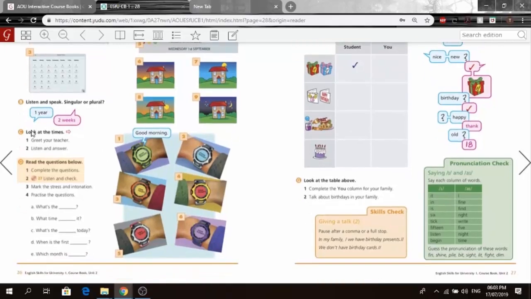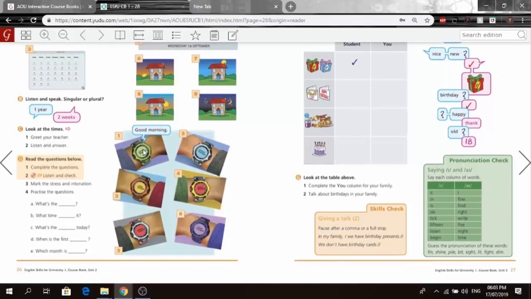So let's move on now to exercise C. Look at the times. So number 1 is greet your teacher, and 2, listen and answer. So look from your book here. Look at the time. You should be able to tell the time now. I told you guys that from 6 a.m. to 11 a.m. this is morning, okay? And then from 12 p.m. to 5 p.m. this is the afternoon part, or the kind of the afternoon time.